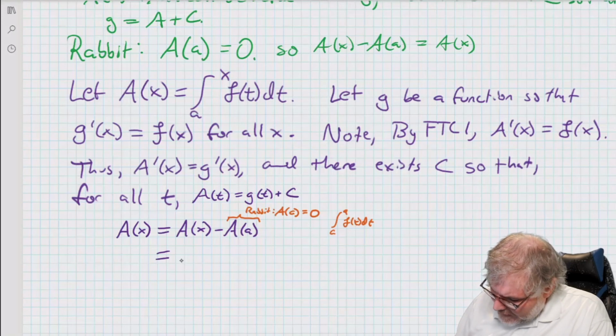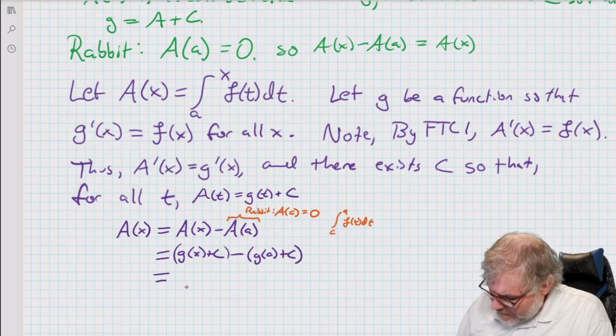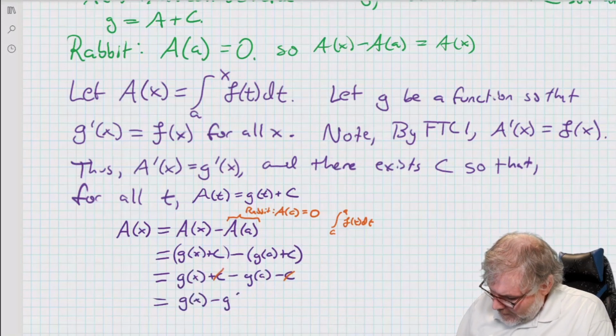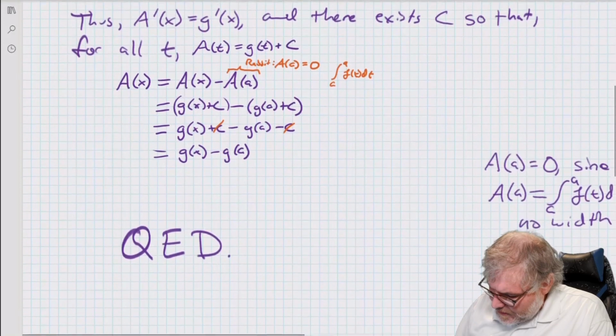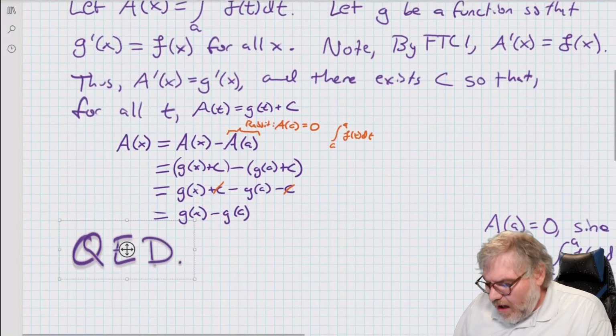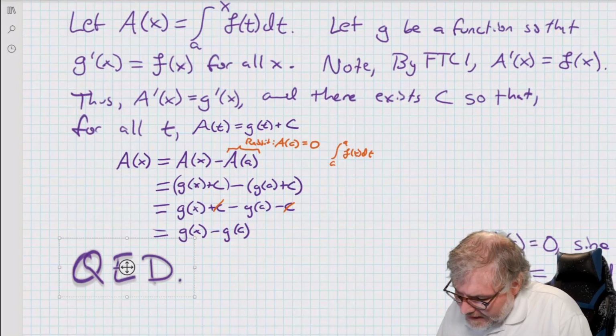So now I'm going to have g of x plus c minus g of a plus c. Well, of course, the c's are going to cancel, and I'm left with g of x minus g of a, and that's what I wanted to show. Okay, so again, fundamental theorem of calculus part two is just an afterthought, a rabbit proof.